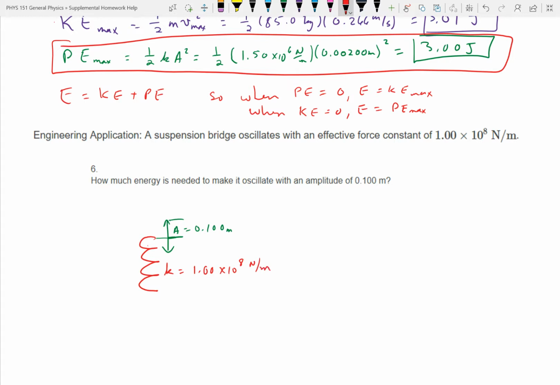So I have the picture so I can think about what's going on. It's not the actual picture because the actual picture should have a bridge rather than a spring. But instead it behaves as with an effective spring constant, so I treated it like a spring. So now how much energy with this amplitude? So I'm looking for something that relates energy with amplitude.